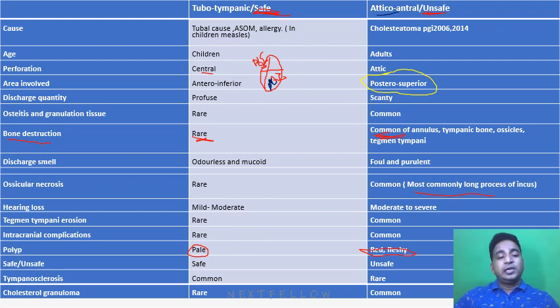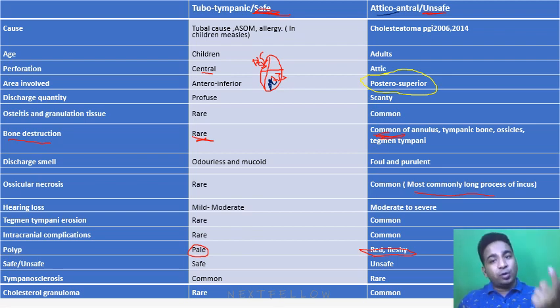And then cholesterol granuloma, again this is rare in the tubotympanic variety, whereas common in atticoantral or unsafe type of variety. So let's again point out: safe variety, more of discharge, less of granulation, less of ossicular necrosis, less of complication, treatment will be tympanoplasty, happens because of the blockage of the eustachian tube, etc. If you talk about atticoantral or unsafe type, mostly there is a cholesteatoma, and it happens more in adults, mainly involves the attic area, that is known as the pars flaccida, leading to ossicular degeneration or destruction of the bones like stapes or malleus, leading to formation of multiple polyps, granulations.